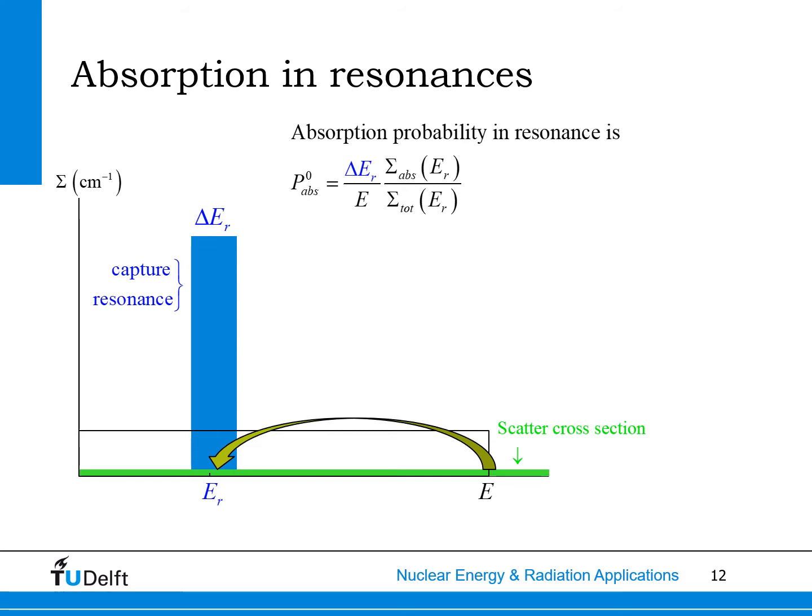This is however not yet the final result, because we should also include the neutrons that have scattered multiple times before they are absorbed at ER. This will be done on the next slides.